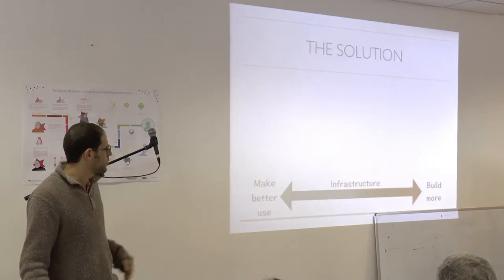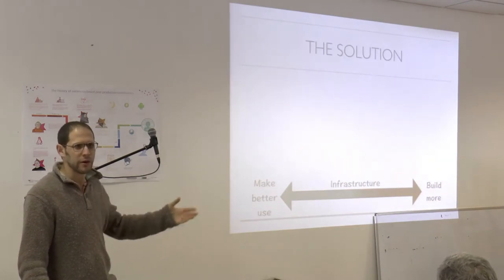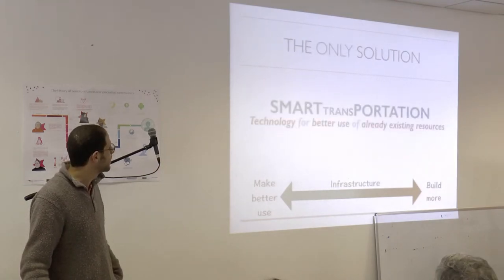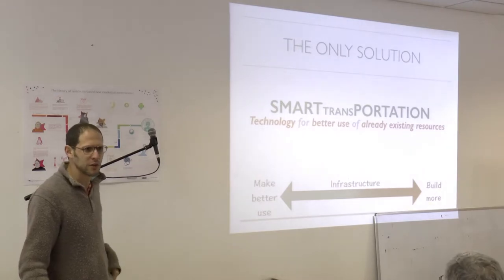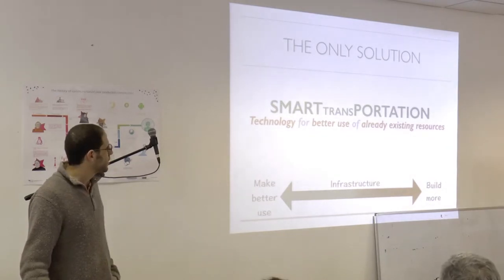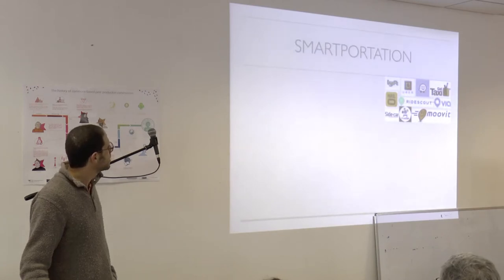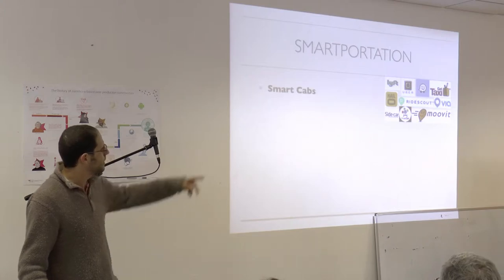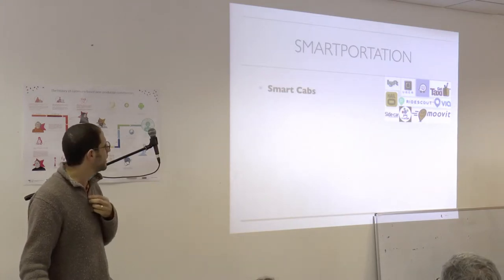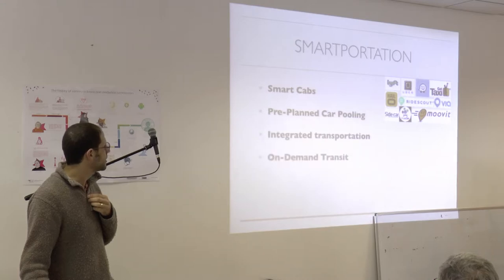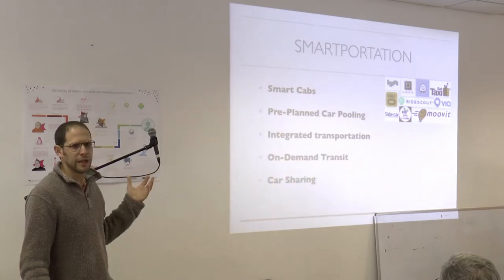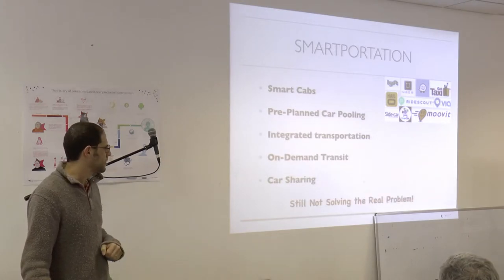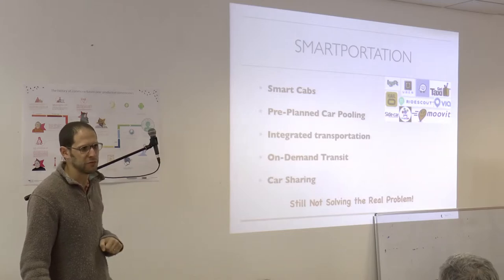So the solution: you can build more infrastructure, as everyone is doing, or you can make better use of the existing infrastructure. That's the only solution which will actually solve anything. So use technology to make better use of already existing resources. This goes under the name of smart transportation, and there are already a bunch of successful services under this name. However, none of them is really tackling the major problem of commuters entering the cities. So it's still a minor movement.